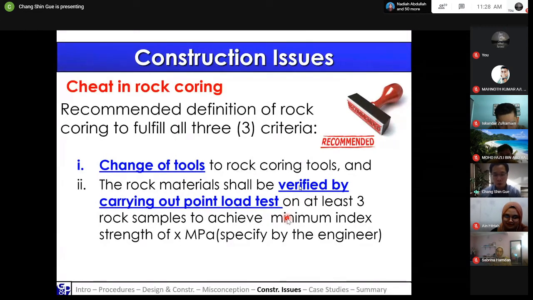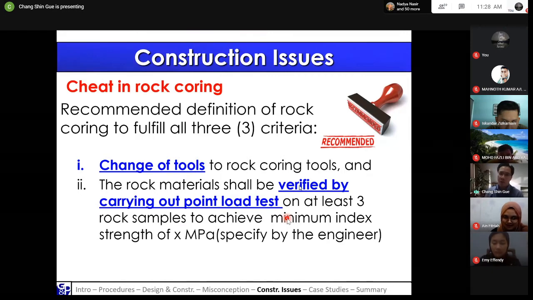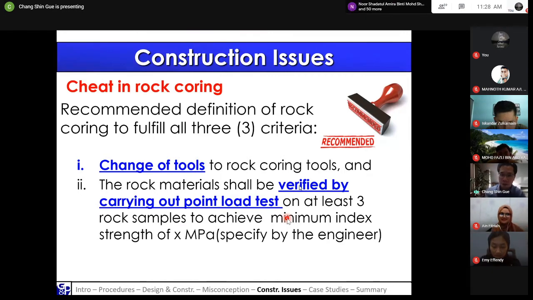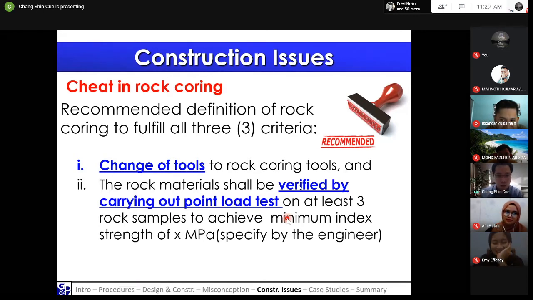And also very important is to make sure that the rock materials are actually from the boreholes, because we also see some cases where, if you do not have full-time supervision and you are walking around, they will throw some good materials into the borehole, take it out, and show you that they carried out the point load test to achieve the strength. So make sure that the rock materials are actually obtained from the borehole itself, or from the hole that you make from the bored pile.